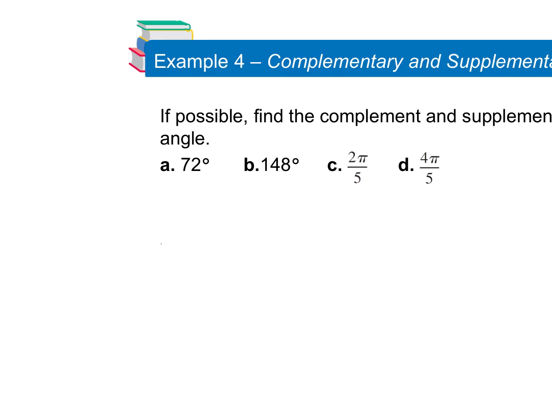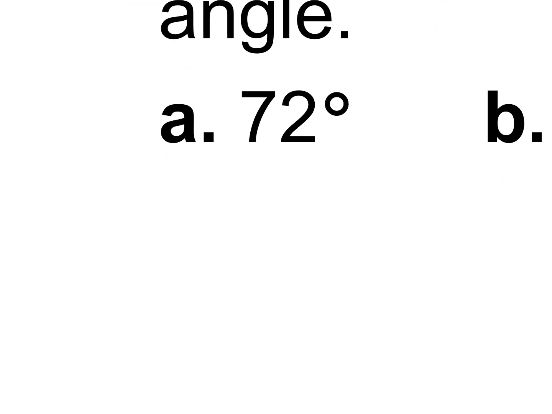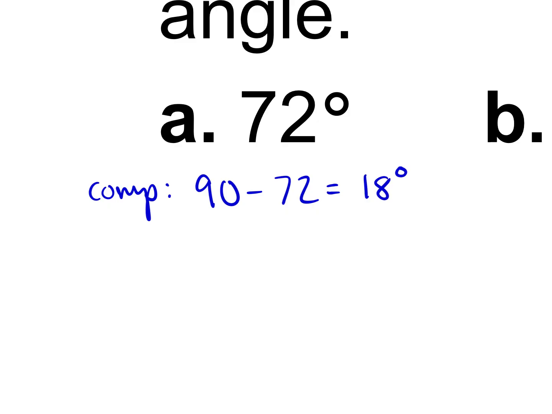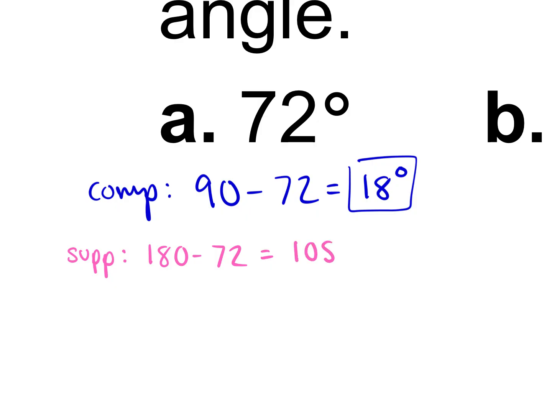So let's do example 4a. Let's start with complementary. What would I do to find the complementary angle here? Awesome. 90 minus 72, which would give us 18 degrees. Now, when we're writing our answer, when we're talking about degrees, make sure you put the little degrees symbol. How would we find a supplementary angle? 180 minus 72. Perfect. So 180 minus 72 would be what? 108 degrees. Don't forget the degrees symbol.